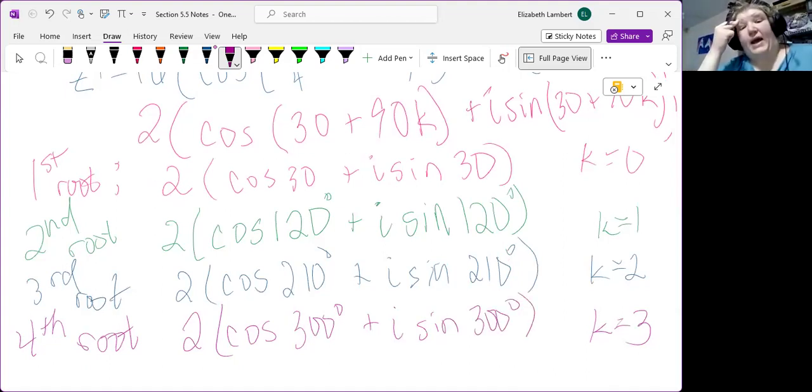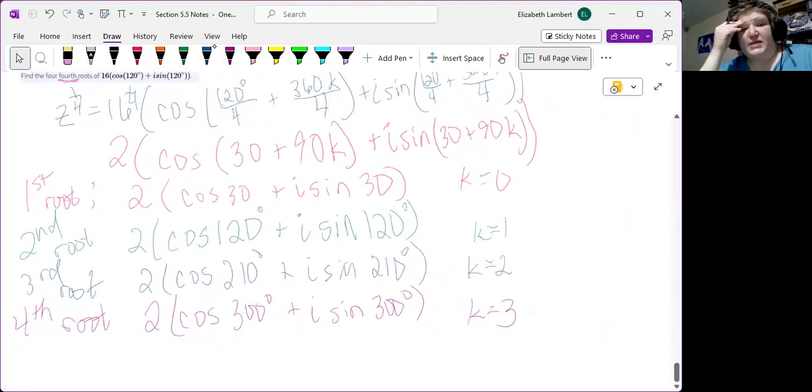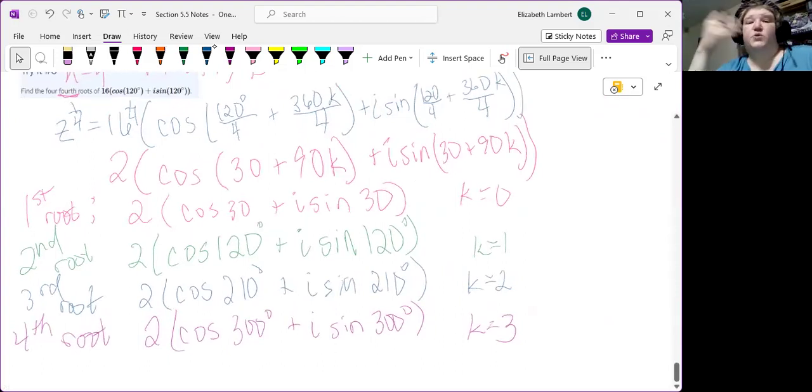Now we could actually work out what each of those are. They're all on the unit circle, so these are going to be different square root numbers or halves or whatever. Just when we raise it to the 4th power, all the stuff will combine and cancel and get us back to that original 16 cosine 120 plus i sine 120. So there are some of the weird, cool things that complex polar notation does. I wish I knew where else we used it.